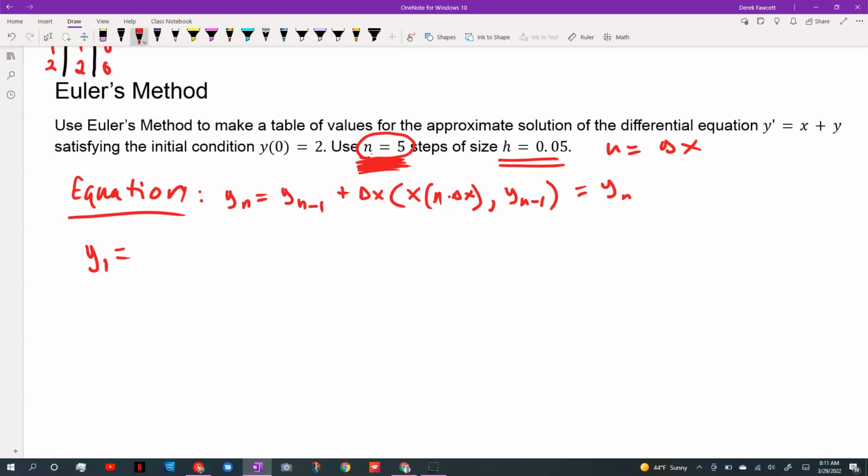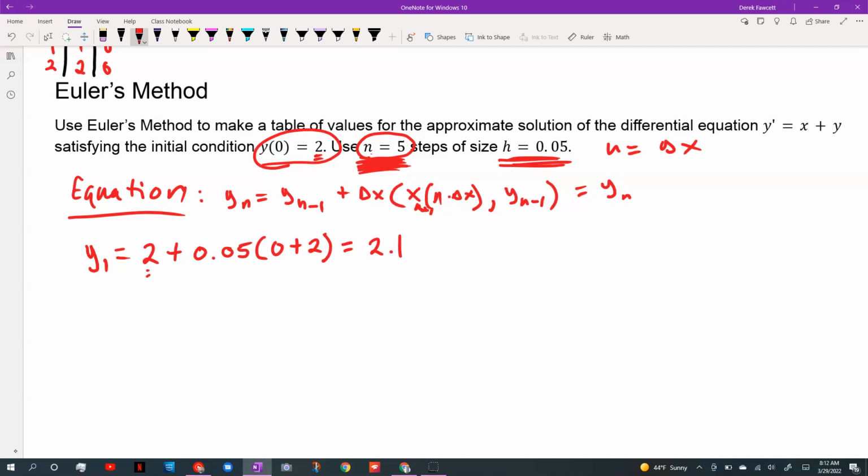Okay, that's our y sub n, is equal to y sub n minus 1, which would be y sub 0. That would be your initial condition right here, so that would be 2. So y sub 1 is equal to y sub 0, which we just talked about was 2, plus the change in x right here, that 0.05, times our very first x, so this would be x sub n minus 1. Our very first x was 0 in this case, that makes it easy, plus y sub n minus 1, which we already used is 2. Plug that into your calculator just as it is, however you want to do that, and you would get 2.1. So that is your y sub 1.